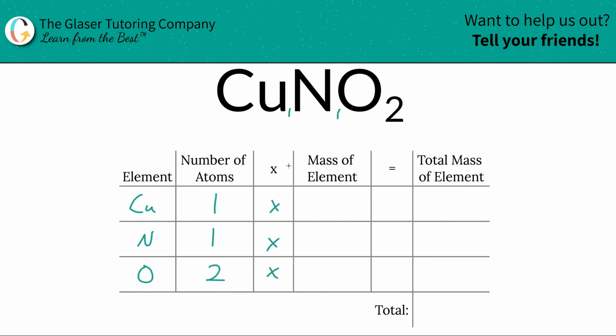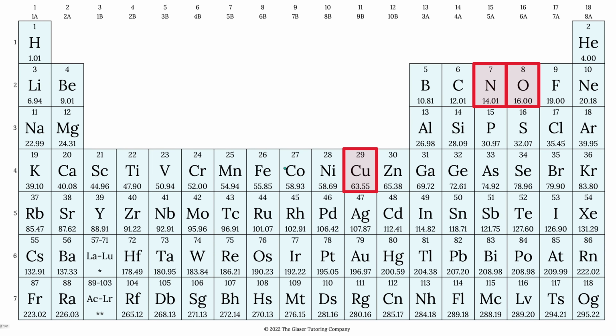Next is then to find the mass of the element. Where do we find that? You got it, periodic table. Let's take a look. Copper is 63.55, nitrogen is 14.01, oxygen is 16. These masses can be in grams per mole or AMU depending upon if you need molar mass or molecular mass.